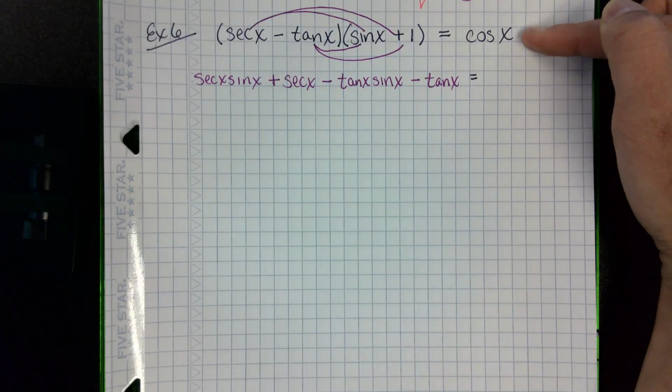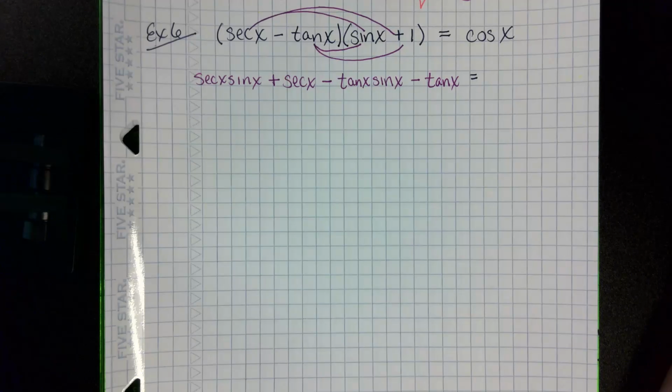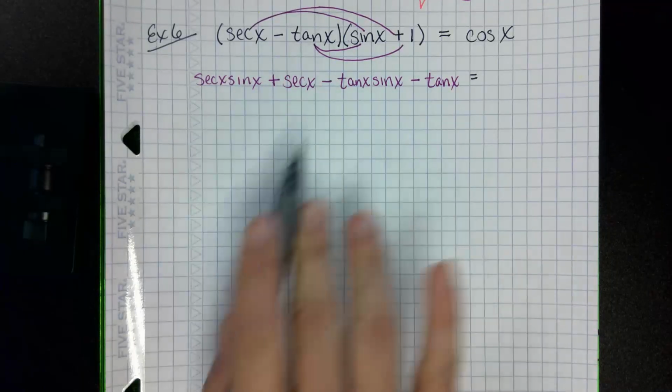So the next thing I'm going to do is make everything sines and cosines. See what happens if I do that. Get rid of all the secants and tangents. Make them sines and cosines. So that means I'm turning everything into a fraction. And I'm going to put parentheses since I have things together.